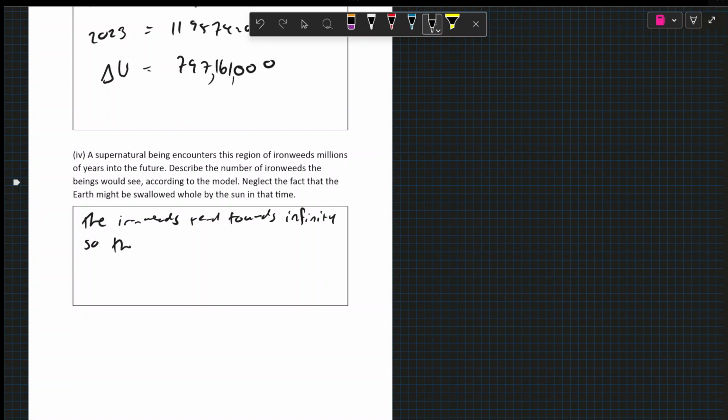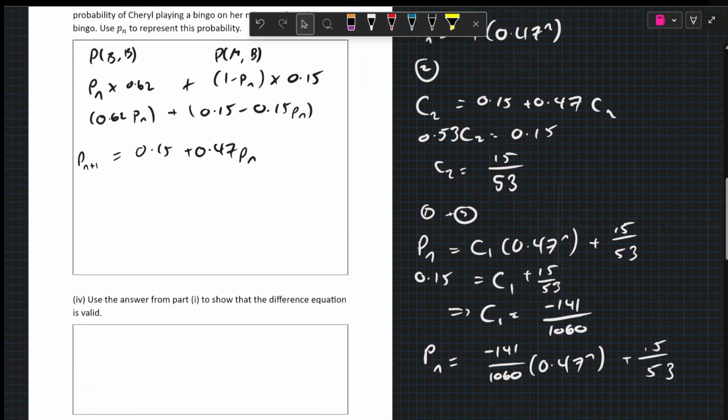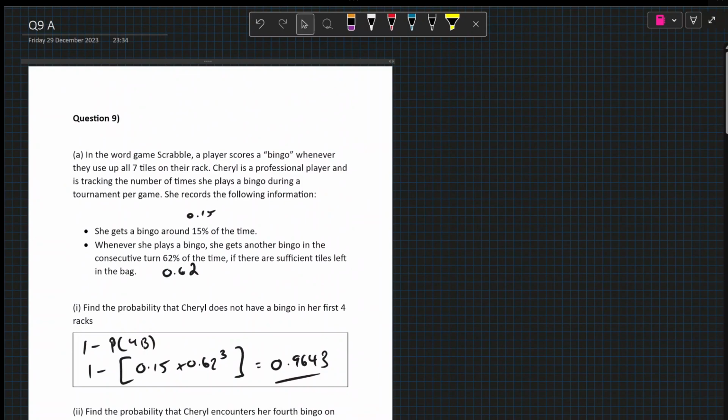So just trying to be quirky with this, the Earth might be infested with ironweeds. And that is hopefully a good enough answer for Mock A question 9.